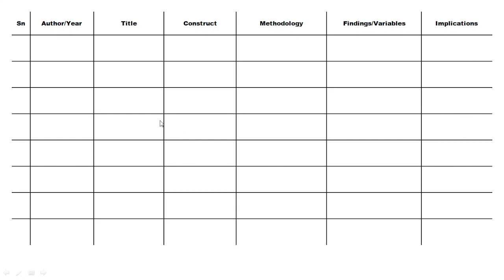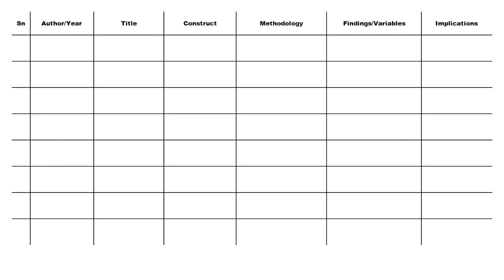So this kind of literature grid is not exhaustive. You have to understand and anticipate that it may go through metamorphosis, and on the basis of the nature of the study, you may rearrange things. You may leave out the title of the study.